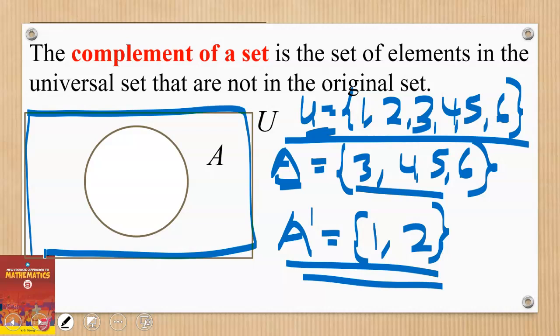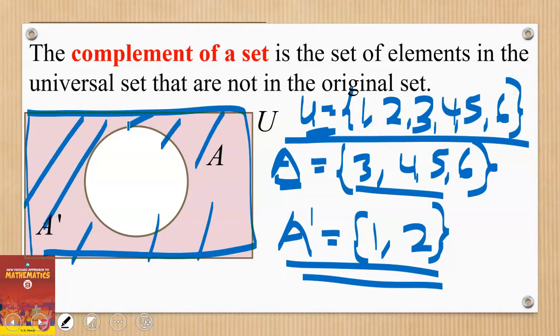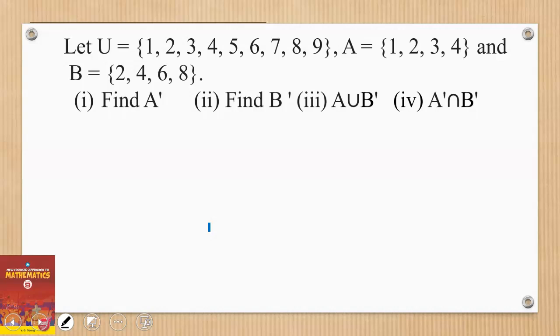Now, the complement of set A are all the elements that are outside the set A, but inside the universal set. That is what you represent as A complement. So diagrammatically, we can use this to represent the complement. The complement of a set represents all the elements that are outside the original set A. Good. Now let's take another example and see.